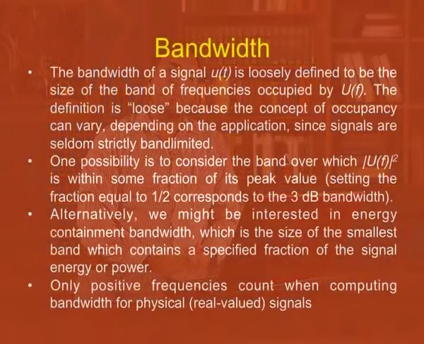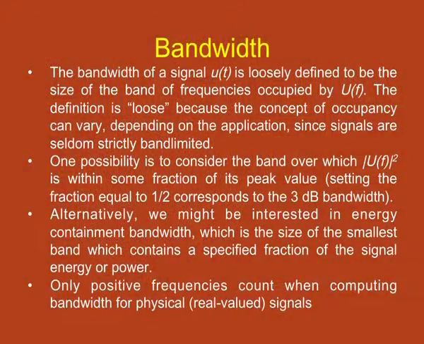Now, once we have energy spectral density, we can define the concept of bandwidth. Loosely speaking, the bandwidth of a signal u(t) is the band of frequencies which are occupied by the Fourier transformation U(f). Now, why do we use the word loosely? Because this is related to a very fundamental result in communication theory or signal theory, that any signal cannot be both limited in time and limited in frequencies.